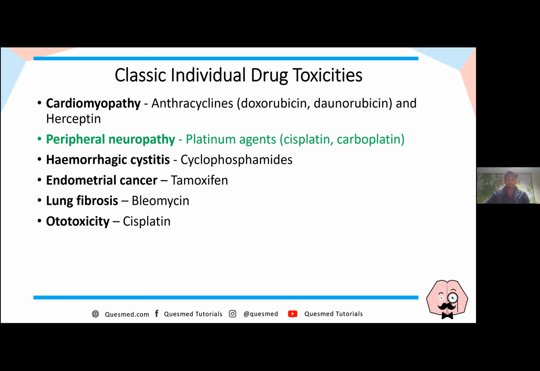And if somebody's previously had bleomycin, and you're worried about their lung function, often we'll have lower target sats, 88 to 92. We won't over-oxygenate them because the oxygen itself can make the fibrosis worse. And then finally, ototoxicity. This is very common with a platinum-based chemotherapy drug, cisplatin. Okay, so those are some classic pairings that you can remember.